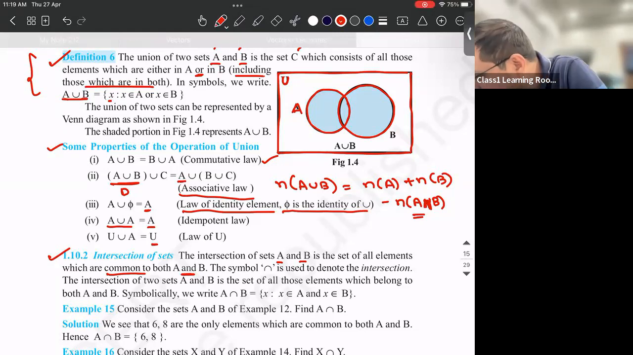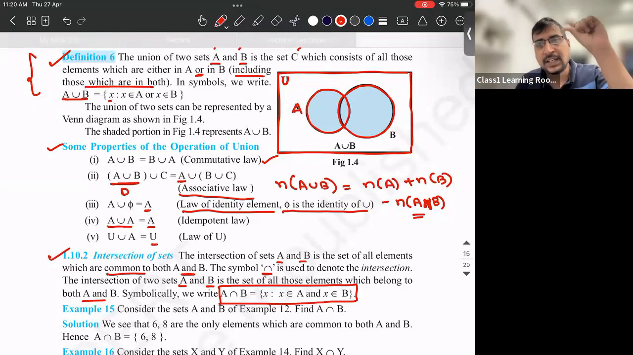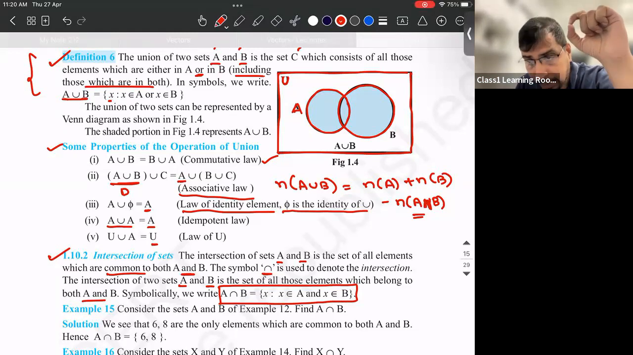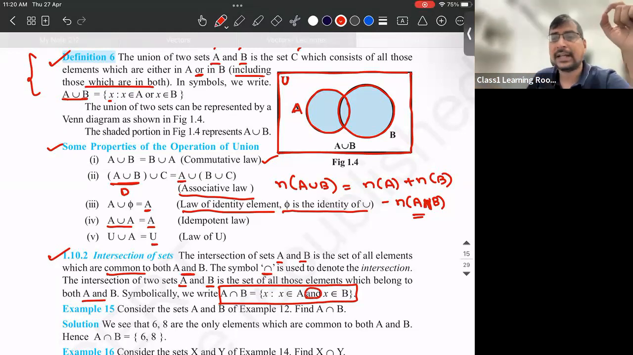So what is the symbol used for intersection? It looks like an inverted U. This is the symbol used for intersection. The intersection of two sets A and B is going to be the set of all elements which belong to both A and B. So symbolically, this point I want you to write. A intersection B is equal to the set of elements x such that x belongs to A, and underline this word, and x belongs to B.